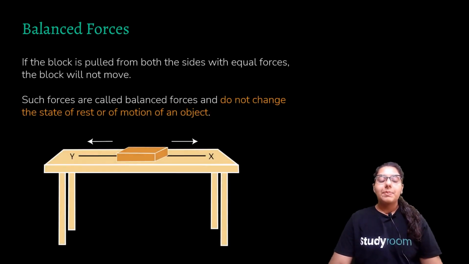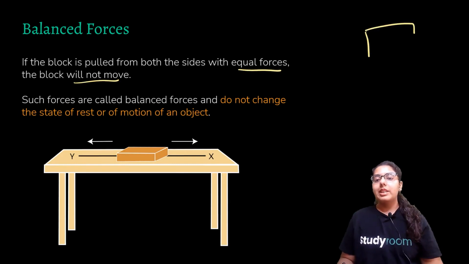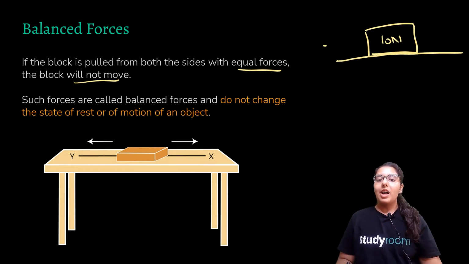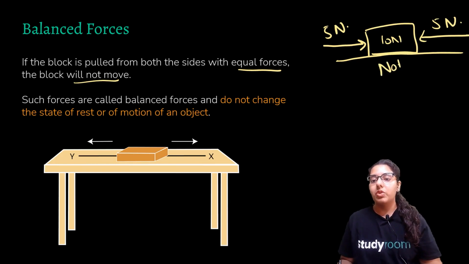So balanced forces. If the block is pulled from both sides with equal forces, the block will not move. For example, there is this 10 Newton block which is kept on a table. You are pushing it with a force of 5 Newton. Your friend is pushing it with a force of 5 Newton. What will happen to the block? It will not move. Correct?